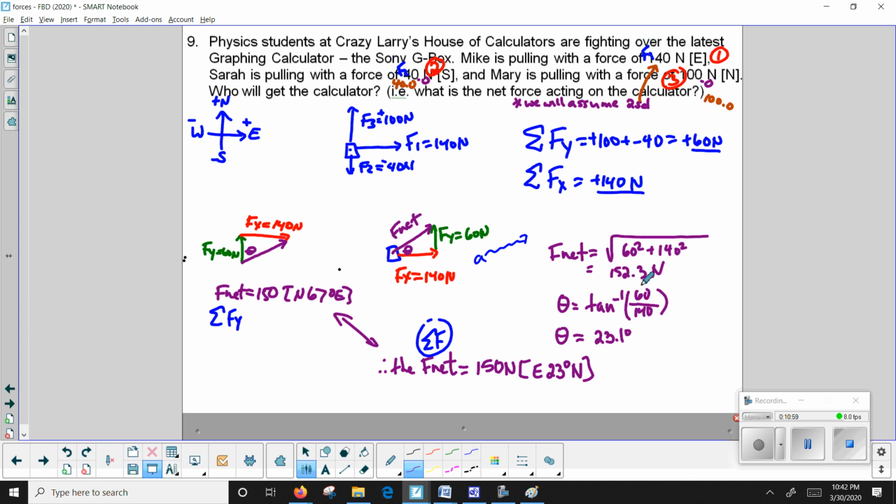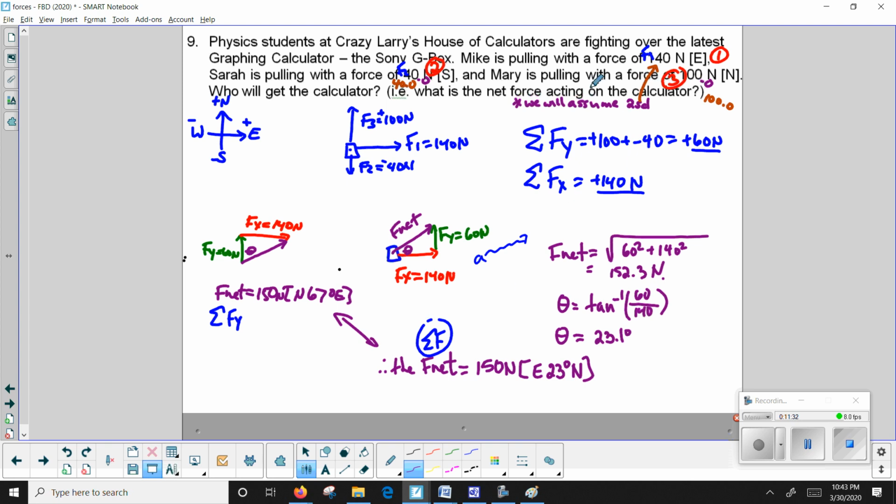We had our value of 152.3 newtons. My angle's 23.1. And bring it all together, depending on how you sketch it. If I sketch it like so, it'll be 150 newtons east, 23 degrees to the north. If I drew the other triangle, it would be 150 newtons north, 67 degrees towards the east. Either one would be fine. Doesn't matter which way you do that.